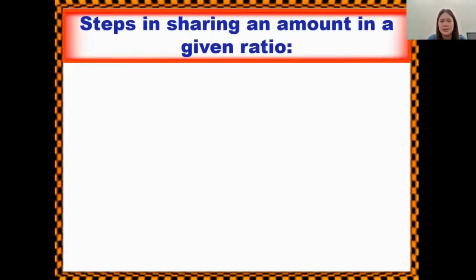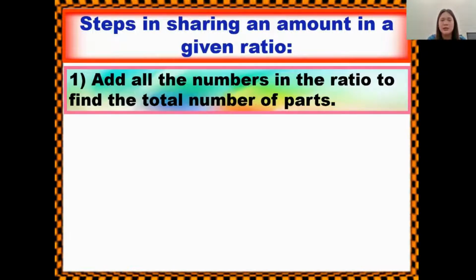Here are the steps in sharing an amount in a given ratio. These steps are very simple, Year 8, and I will be presenting to you 4 steps. Step number 1, you are going to add all the numbers in the ratio to find the total number of parts. So if you see 2 numbers in the ratio, just add the 2 numbers, so you will be able to get the total number of parts.